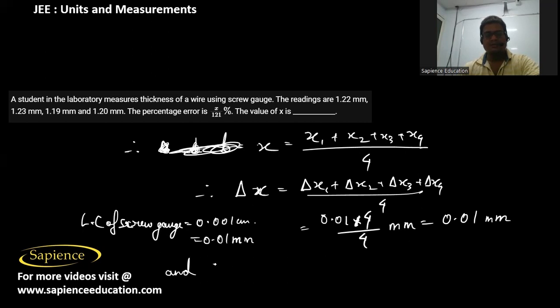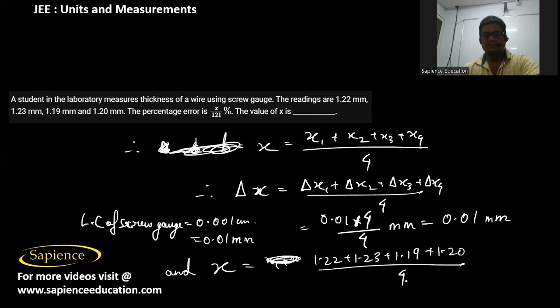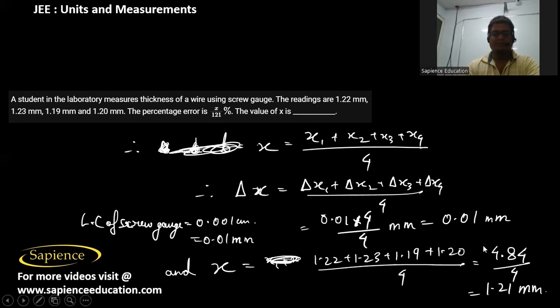The reading for the thickness of the wire x will be equal to x1 plus x2 plus x3 plus x4 by 4. So x will be equal to 1.22 plus 1.23 plus 1.19 plus 1.20 divided by 4. Adding, we get 4.84 divided by 4. So that will be 1.21 millimeter. So therefore we have to find the percentage error.